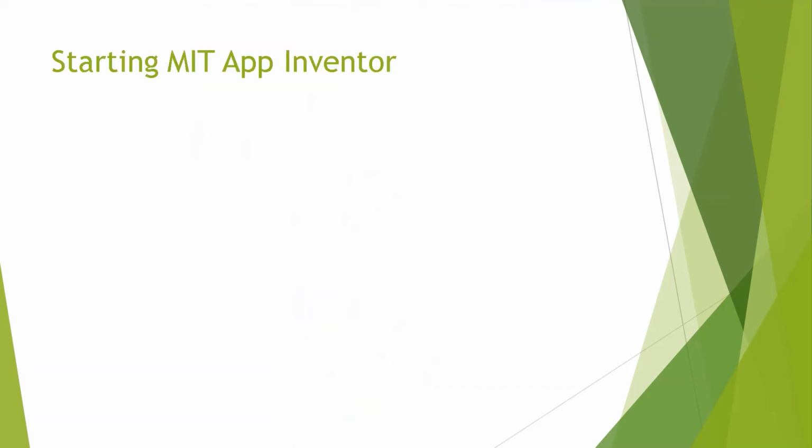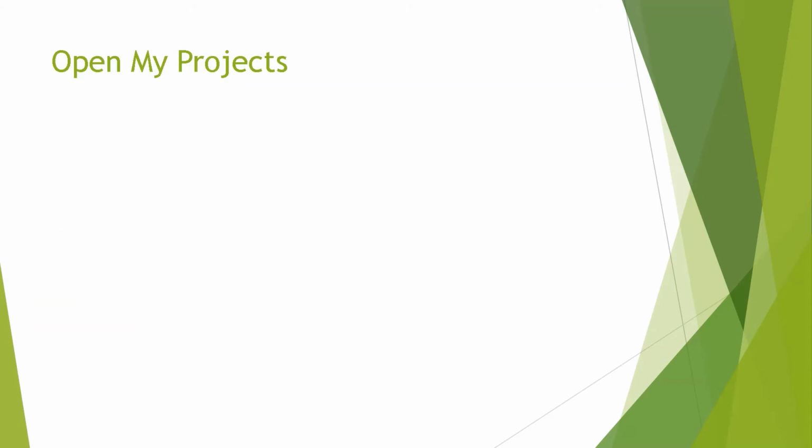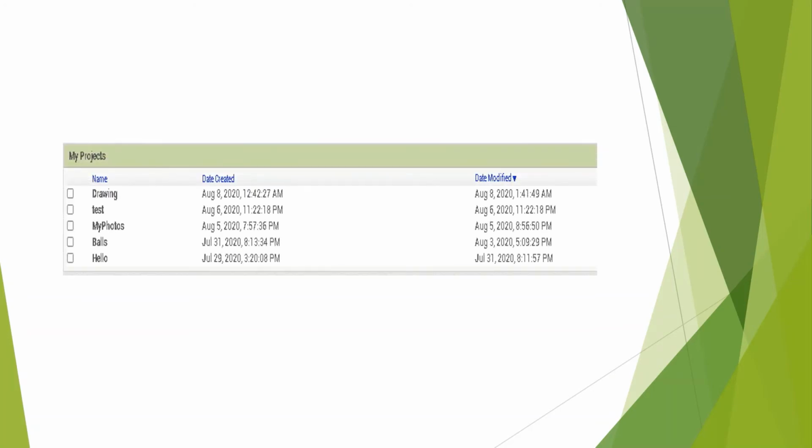Please open your browser. Open the following URL, http://ai2.appinventor.mit.edu. From MIT App Inventor home screen, select My Projects. Now you can see a list of your projects. Then click on any project.